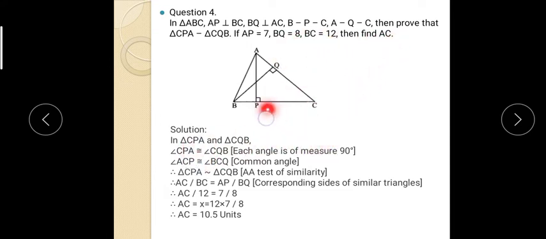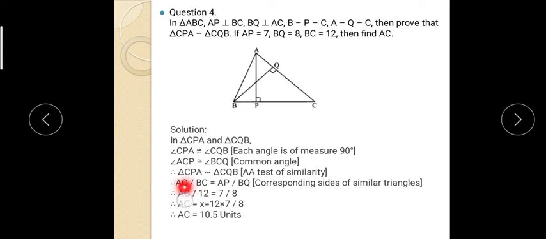So each of the triangles has a 90 degree angle. Okay, common angle. Which one is a common angle? Listen, in triangle APC and triangle CQB, angle APC is congruent with angle CQB because both have a 90 measurement. Now angle ACP and angle QCB are the common angle, and therefore by the A test these two triangles are similar.